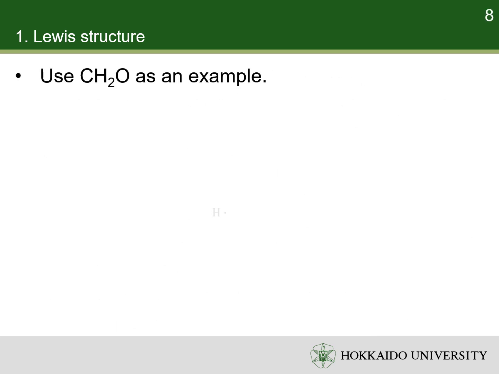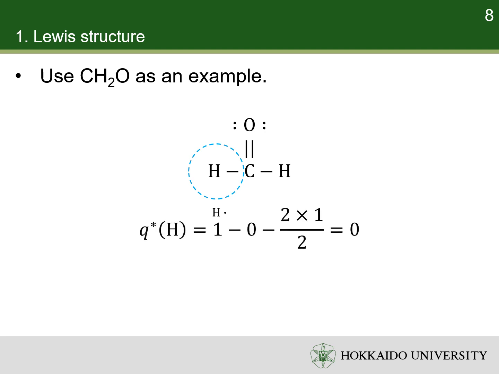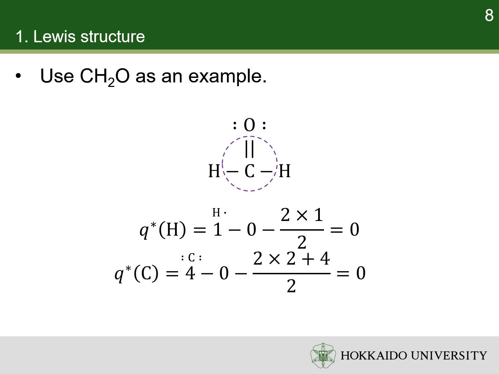For example, the neutral hydrogen atom in isolation has 1 valence electron. In the Lewis structure of formaldehyde, hydrogen has no non-bonding electron and 2 shared electrons. So, the formal charge of hydrogen is 0. The neutral carbon atom in isolation has 4 valence electrons. In the Lewis structure of formaldehyde, carbon has no non-bonding electron and 8 shared electrons. So, the formal charge of carbon is 0.